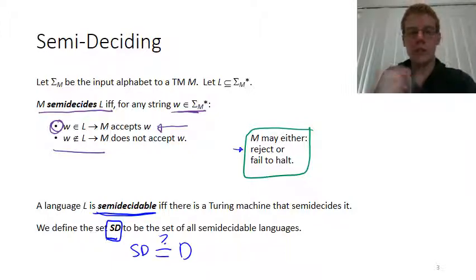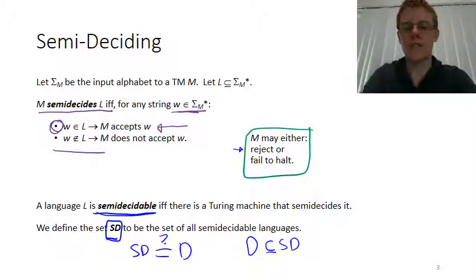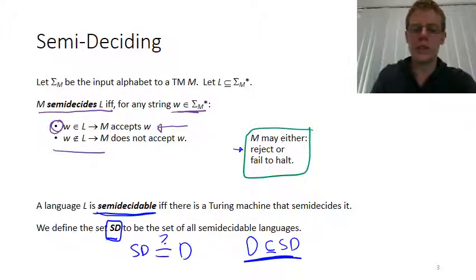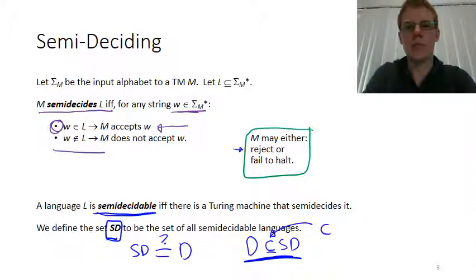Now, obviously, we do know, very trivially, that all of the decidable languages fit our definition for semi-decidable. So this is definitely a true statement right from the start. But the question is whether or not this is an equality or an absolute subset.